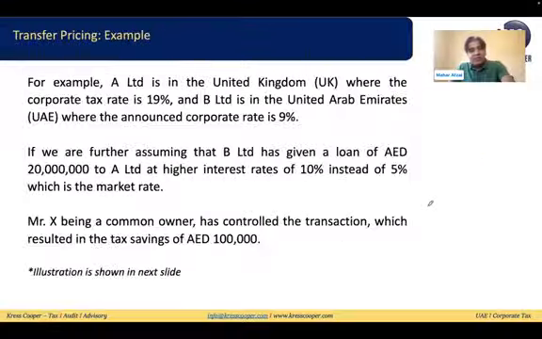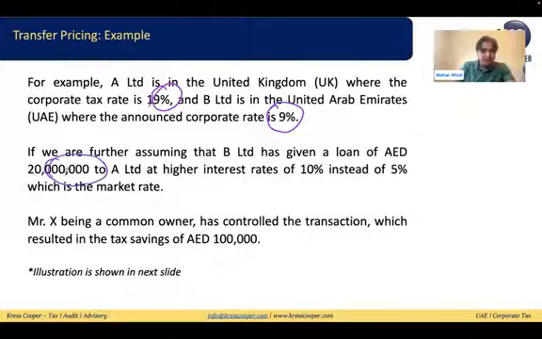So how can we look into this? Just look at this example. It will give you more clarity and understanding. For example, A Limited is a company registered in the UK, where the corporate tax is 19%. B Limited is a company registered in the UAE, where the corporate tax is 9%. Now, assuming for discussion purposes, B Limited, the UAE company, has given a loan of 20 million dirham to the UK company. The market interest rate is 5%.